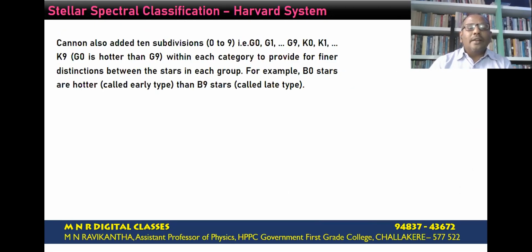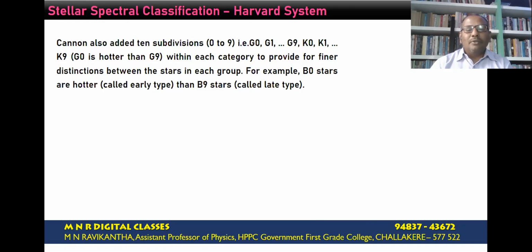Further, Cannon added 10 subdivisions, from 0 to 9, in these seven primary classes. For example, the G subclass is further divided into 10 classes, G0 to G9. Similarly, the K subclass is divided into K0 to K9. In such a way that G0 corresponds to a hotter, early type star, and G9 corresponds to a later type, cooler star, with each category providing finer distinctions between the stars in each group.